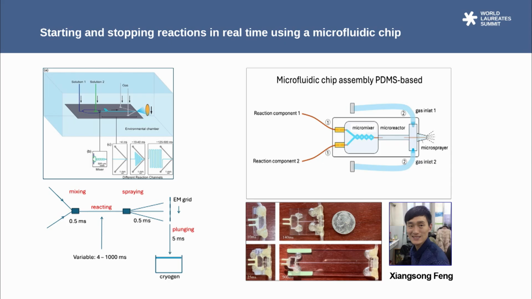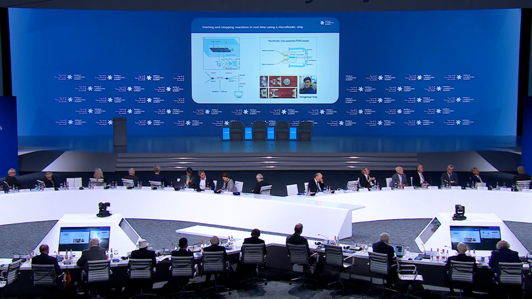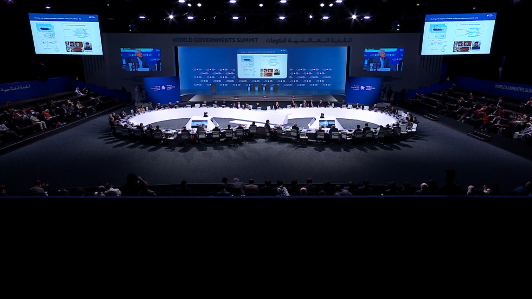And you can see the diagram there. The idea is we are mixing two components very fast within a millisecond or a half a millisecond, and then we have a reaction channel, and the reaction channel defines the time during which the reaction takes place. And at the end of the channel, we have a sprayer which is gas-assisted, and it sprays the reaction product onto the grid as the grid falls into the cryogen.